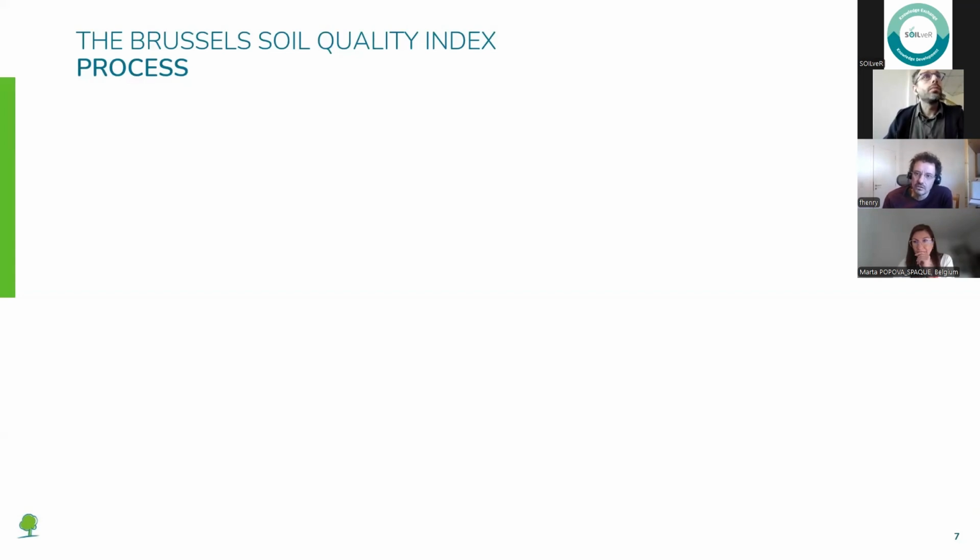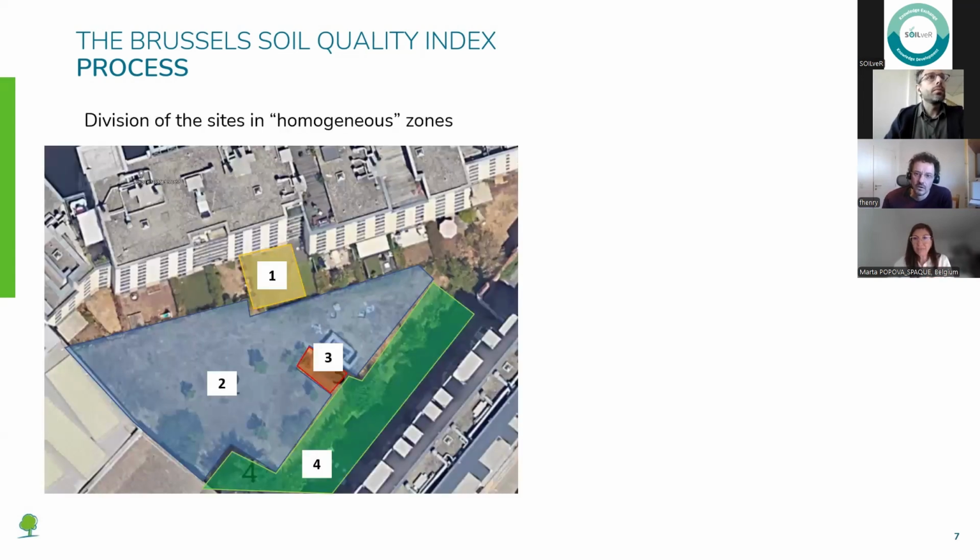The calculation of the BSQI goes through several steps. We define homogeneous sampling zones. A homogeneous zone is a zone with similar topographical characteristics, occupation, and observation. For example, a lawn versus a plantation. The aim is to obtain a sub-index for each homogeneous zone on a given parcel of land.